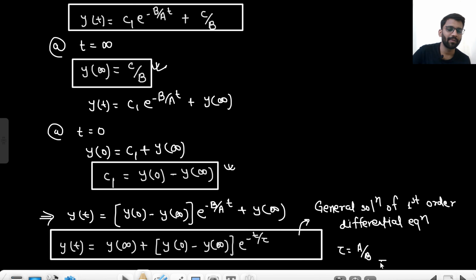Okay, so you don't need to remember what tau is. For finding tau, I will tell you the method. Don't put much stress on this tau for now. For finding the tau, I will tell you one method. That is a very good method. But you need to remember this equation.